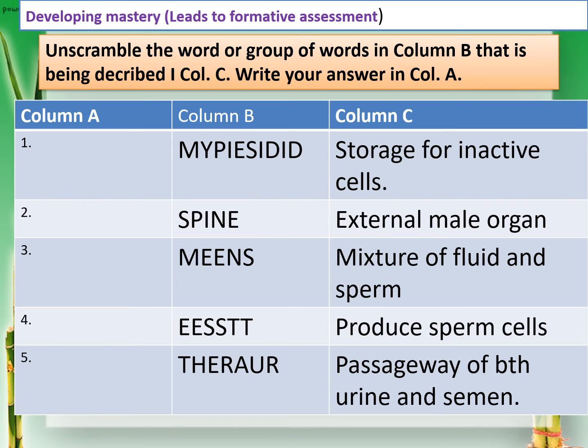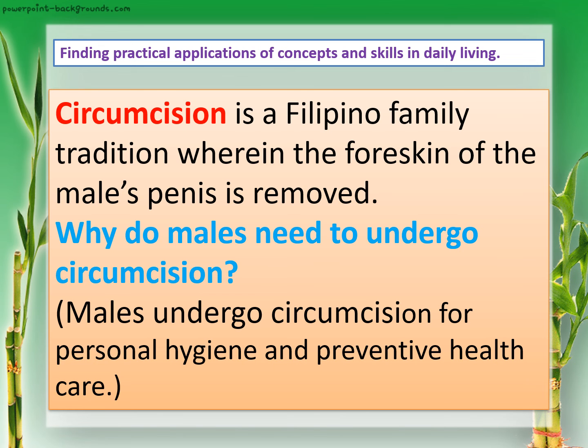Unscramble the word or group of words in column B that is being described. Write your answer in column A. Circumcision is a Filipino family tradition wherein the foreskin of the male penis is removed. Why do males need to undergo circumcision? Males undergo circumcision for personal hygiene and preventive health care.